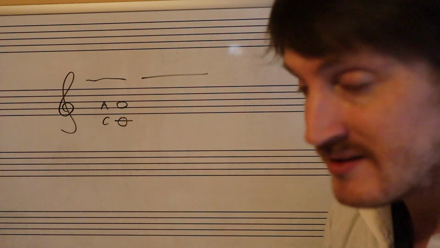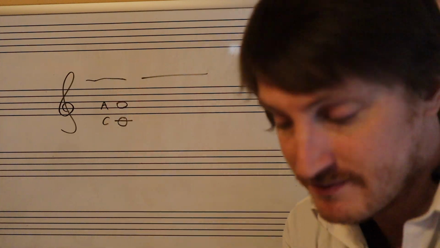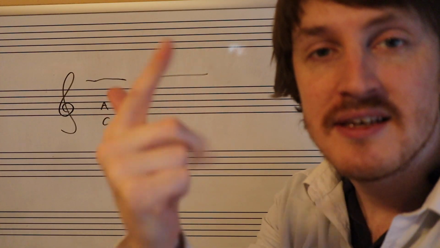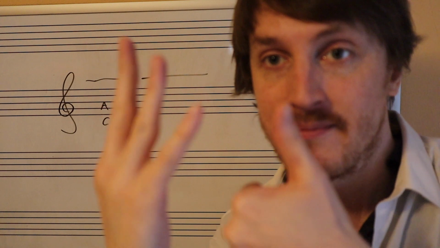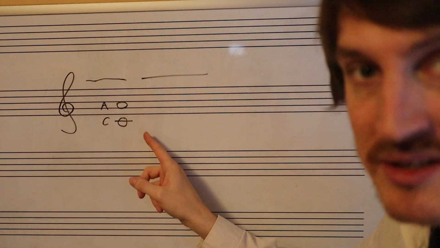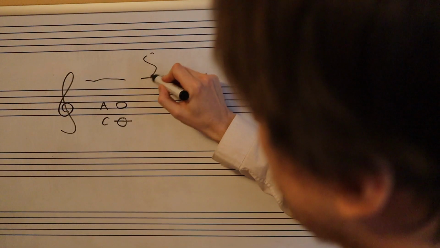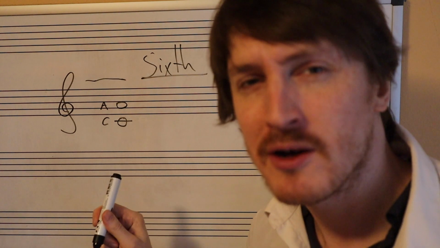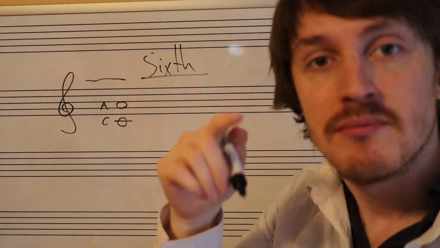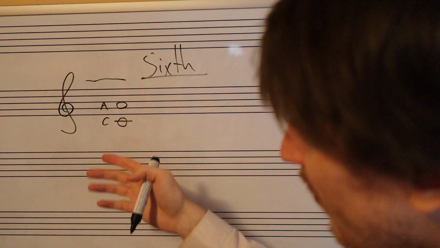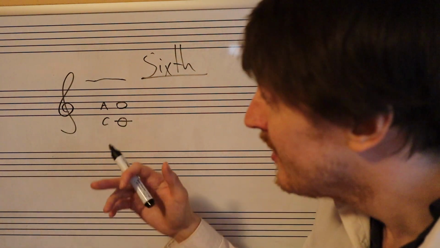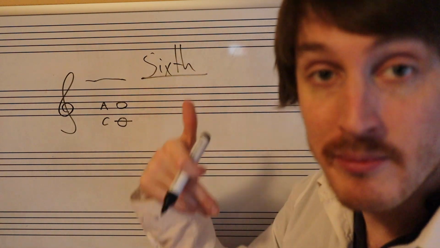This is C to A. C, D, E, F, G, A. 6 letters, so this has to be a sixth of some kind. We can write that there. Now we have to find out, is it diminished, minor, major, or augmented? I'll tell you this much. It's probably a major sixth or a minor sixth.